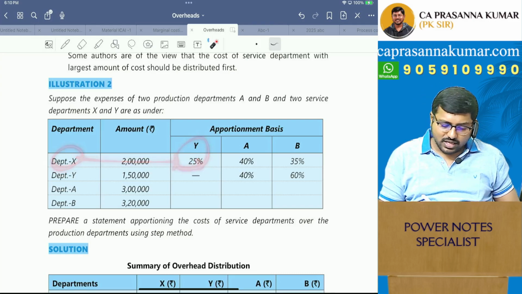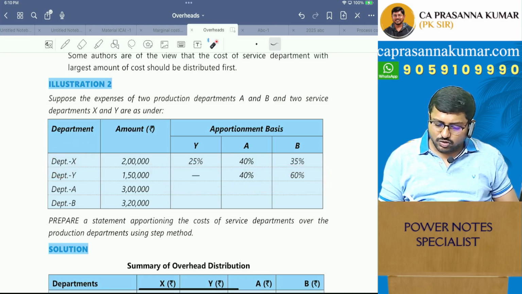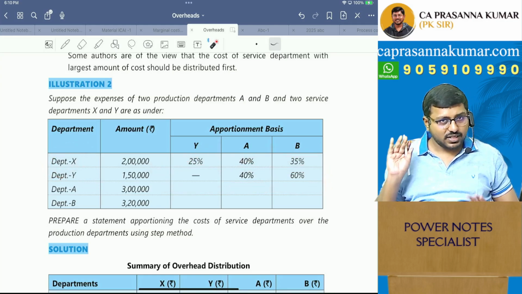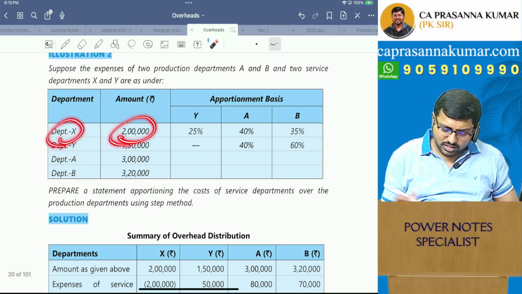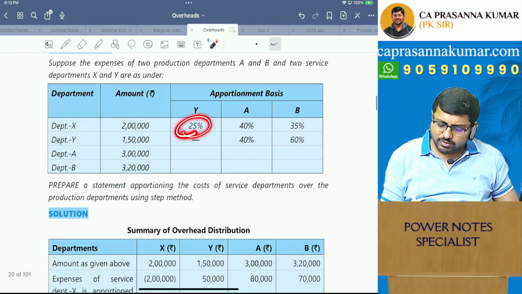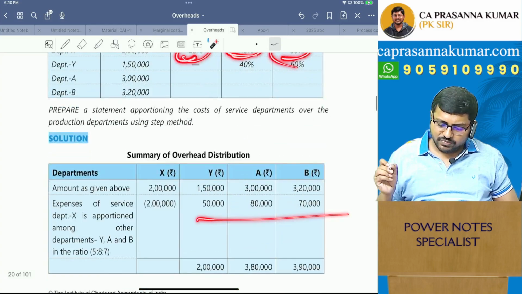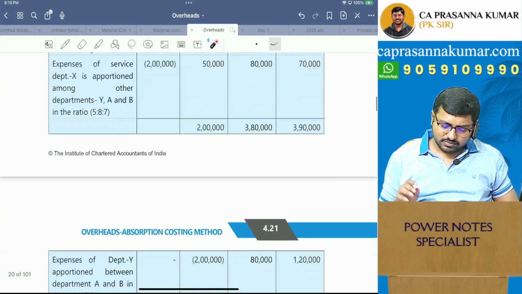You got the point? That is why you have to go in the order where X has given the maximum number of services. So first we'll start with X, then we'll go with Y. Clear? Now you start with X, very easy. How much is that? 2 lakhs is the amount. 2 lakhs in the ratio of 25%, 40%, 35%. Done. Now you start with Y.